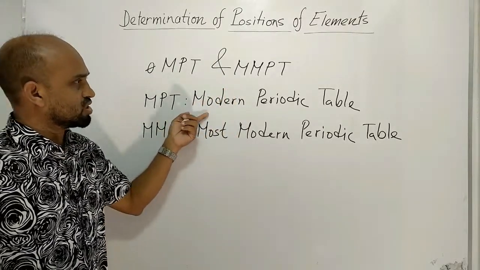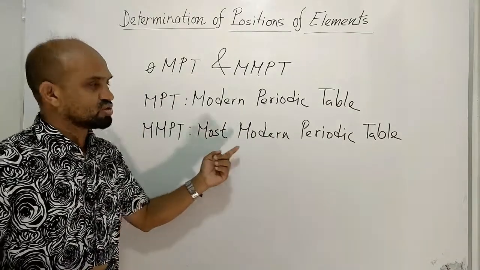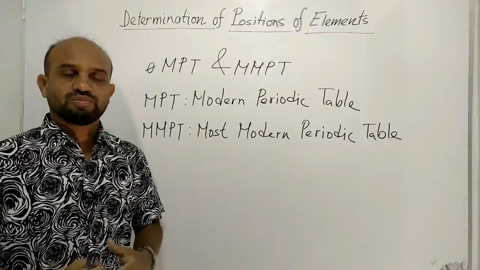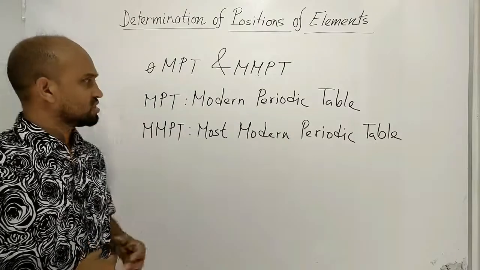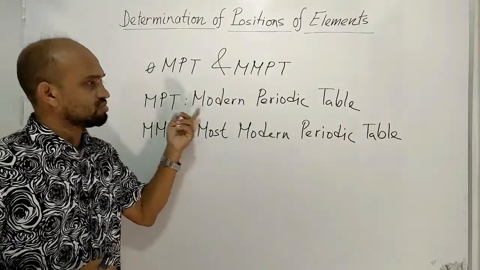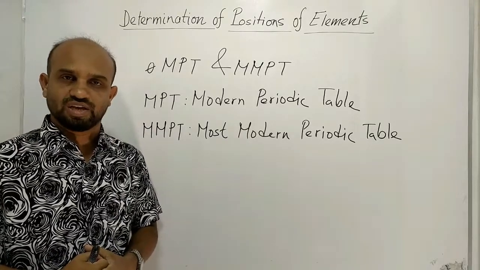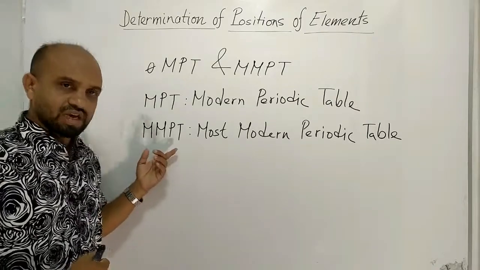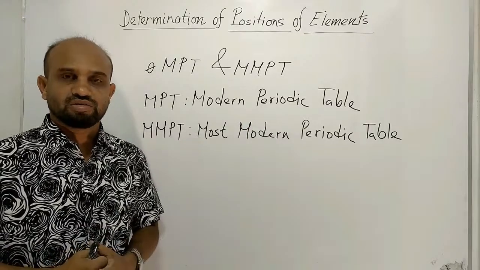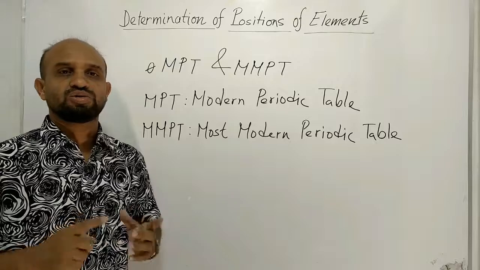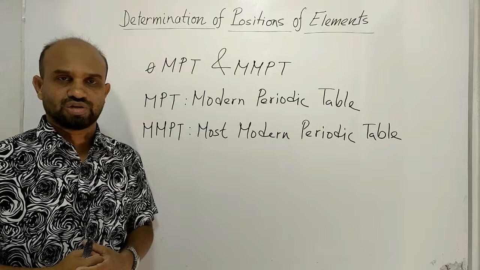MPT stands for modern periodic table and MMPT stands for most modern periodic table. What is the basic difference between these two terms? The basic difference is in MPT, that means in modern periodic table, almost all the columns are subdivided into A and B. But in MMPT, that means in most modern periodic table, all the 18 columns are from 1 to 18. No subdivision in most modern periodic table.